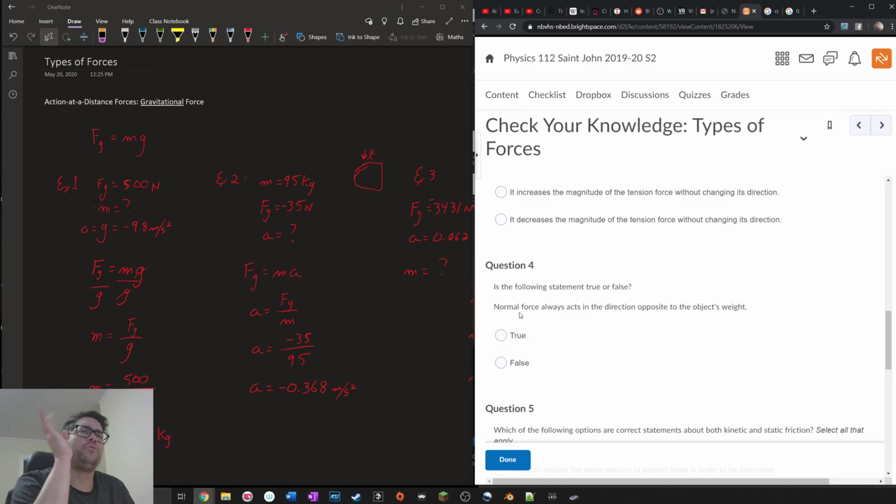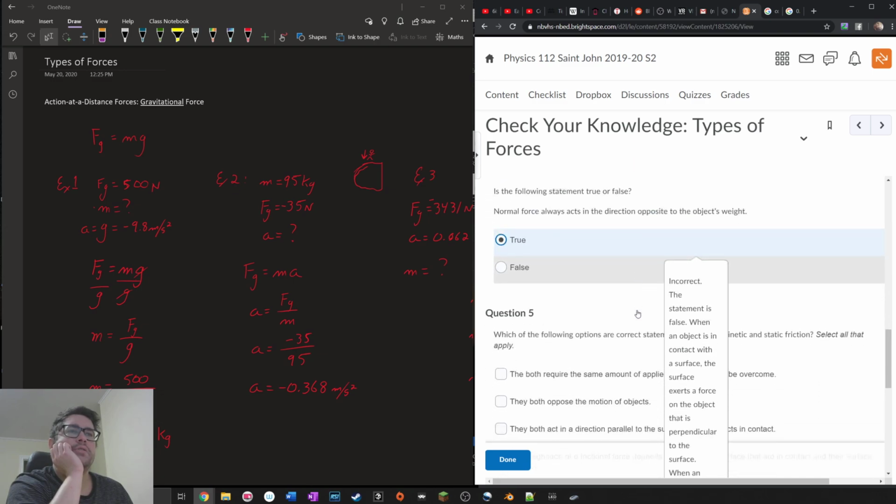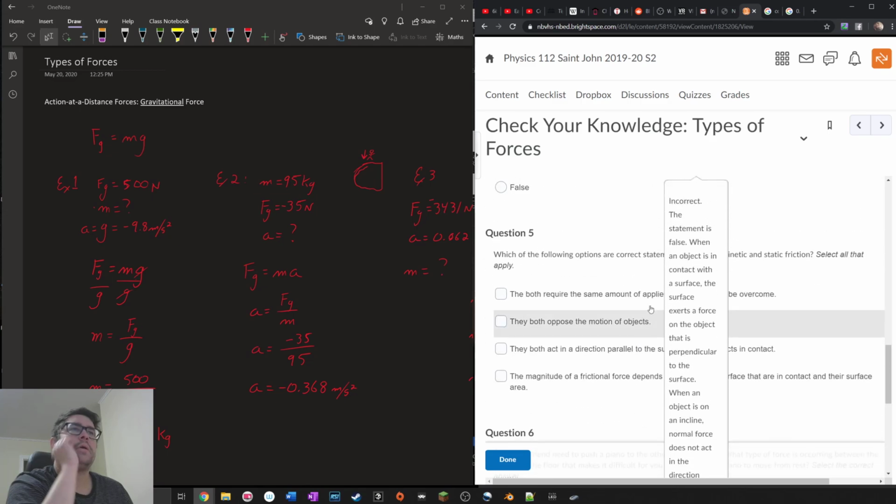Is the following statement true or false? Normal force always acts in the direction opposite to the object's weight. I think so. I think you have no choice. Uh-oh. Normal force always acts in the direction opposite to the weight. What does it say? Incorrect. When an object is in contact with a surface, it exerts a force on the object that is perpendicular to the surface.